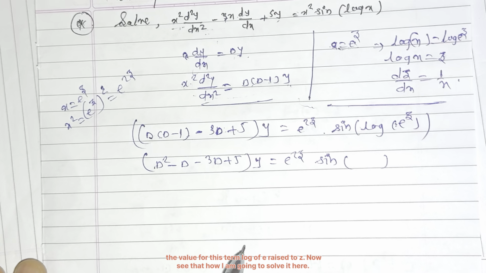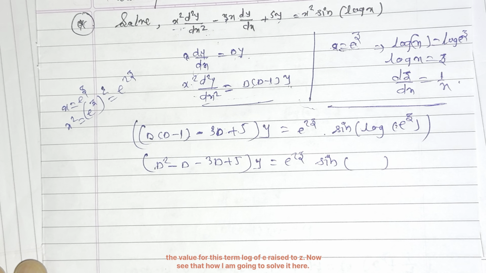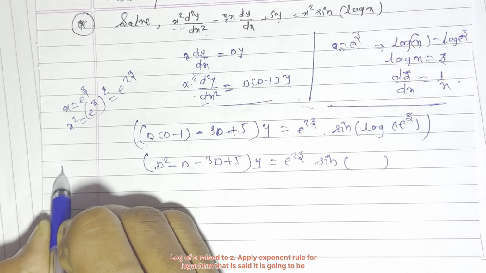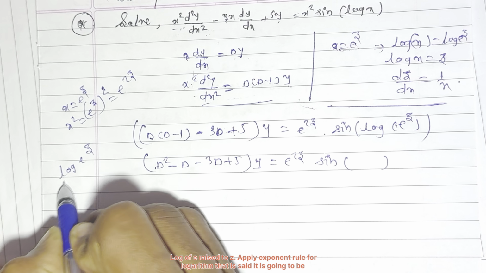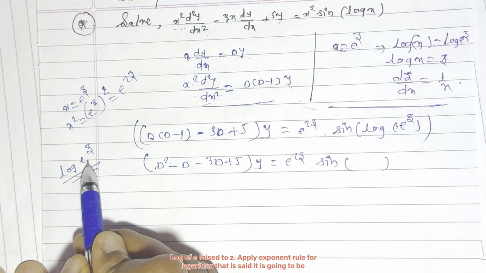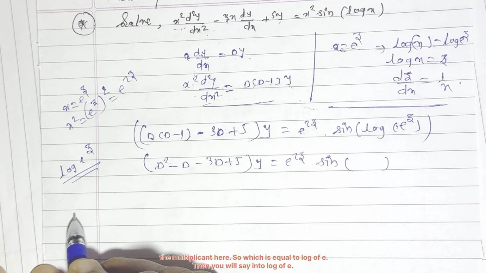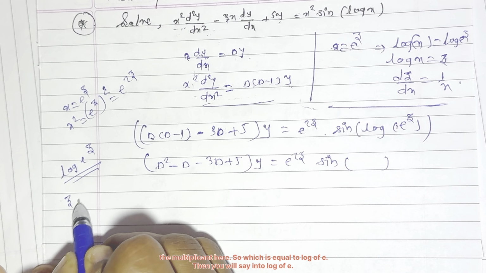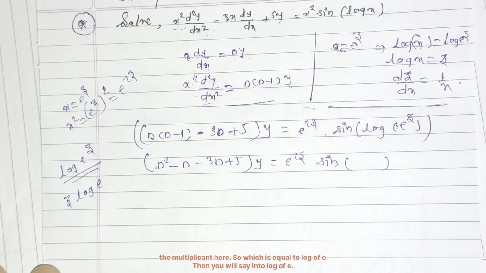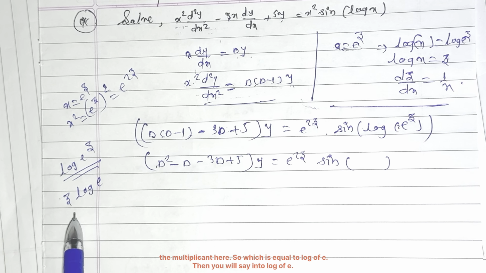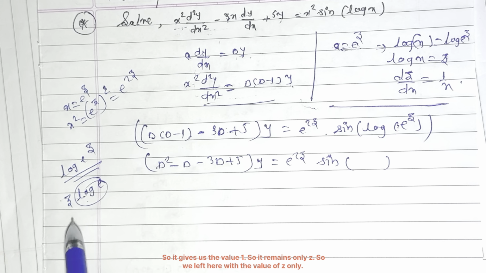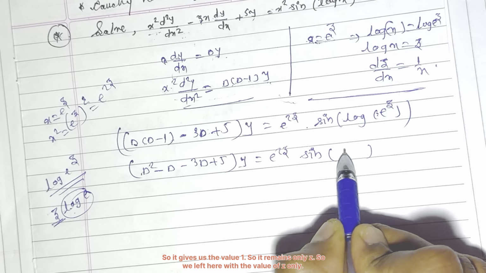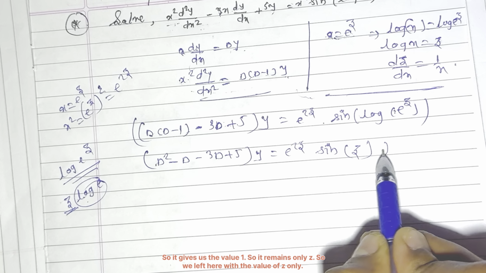Now see how I'm going to solve it here. Log of e raised to z. Apply the exponent rule for logarithm, that z is going to be the multiplicand here, z into log of e. Then z into log of e gives us the value 1, so only z remains. So we are left here with the value of z only.